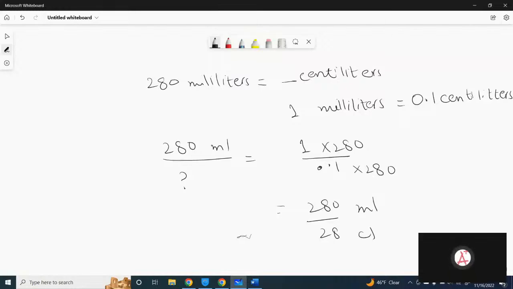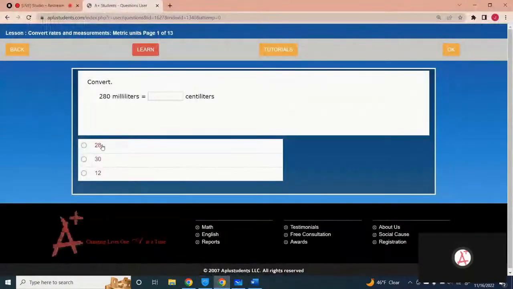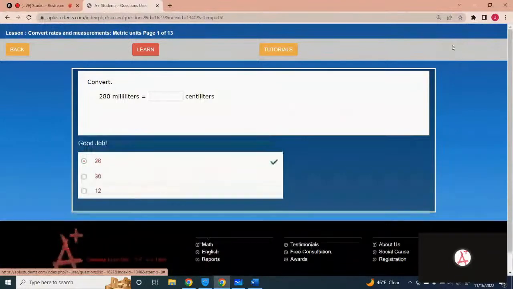Just select the correct option and click on the OK button. It would be 28 centiliters. Just select the correct option and then click on the OK button.